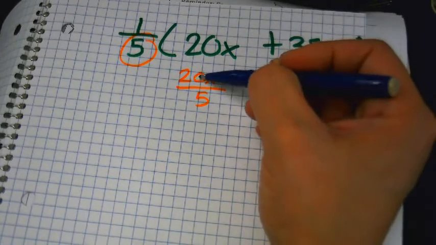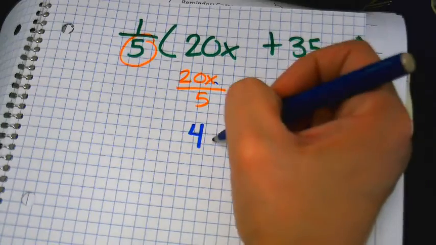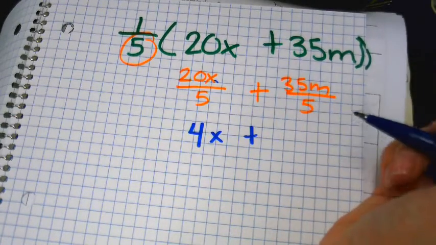What's 20 divided by 5? 4. Bring down the x. Plus, what's 35 divided by 5? 7m.